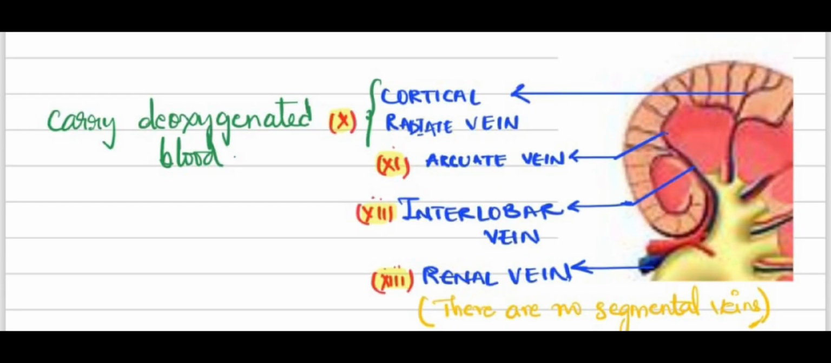Now coming to the renal veins. So blood from the peritubular capillaries enters into the cortical radiate vein. This is the arcuate vein, then this arcuate vein travels between the two lobes of the medullary pyramid, which is called the interlobar vein. This is the renal vein. Here there are no segmental veins as we have in the artery.